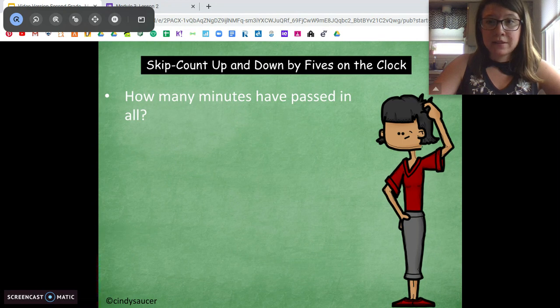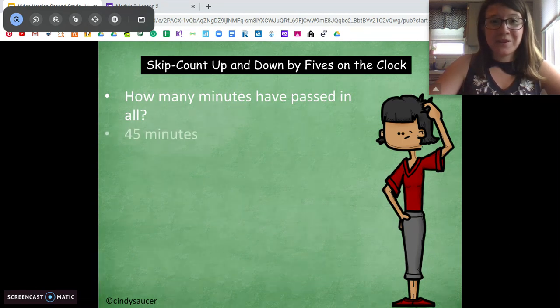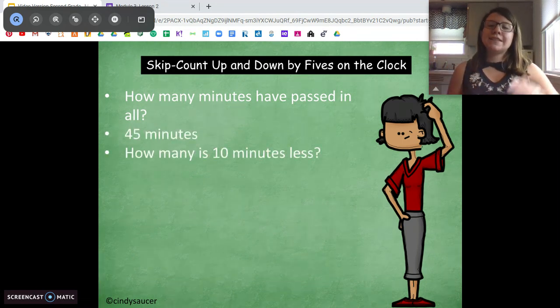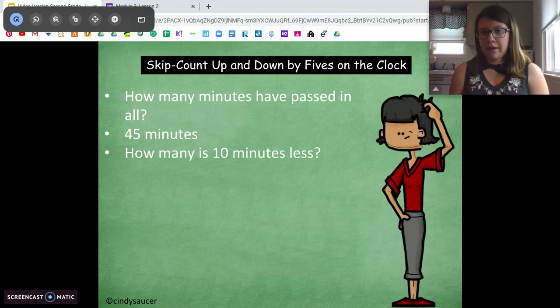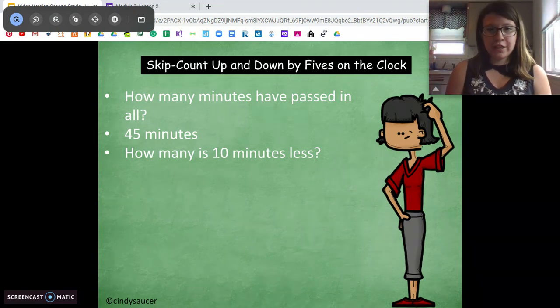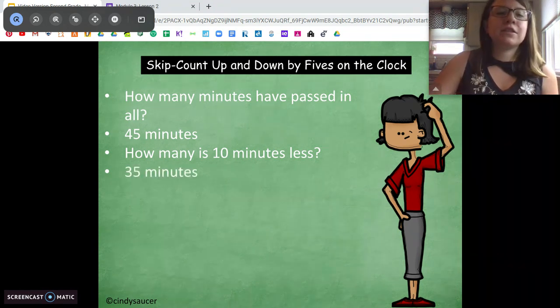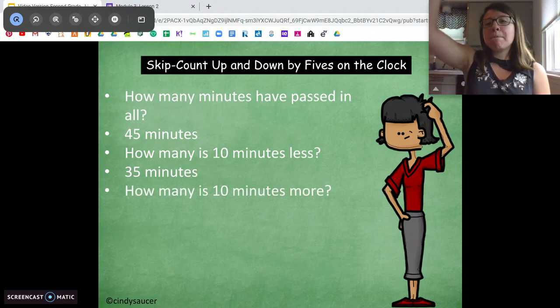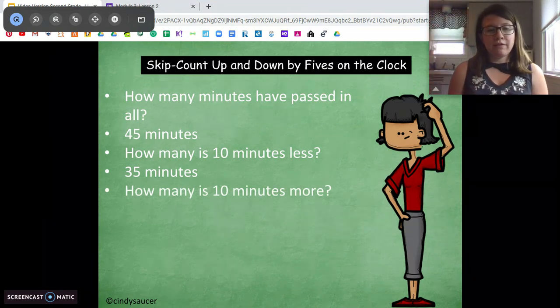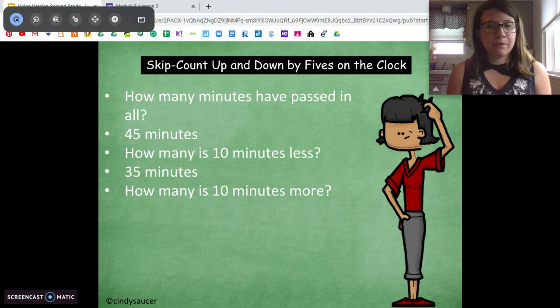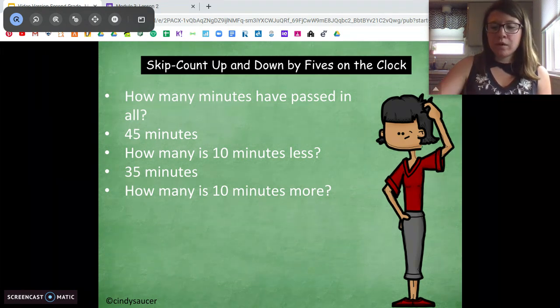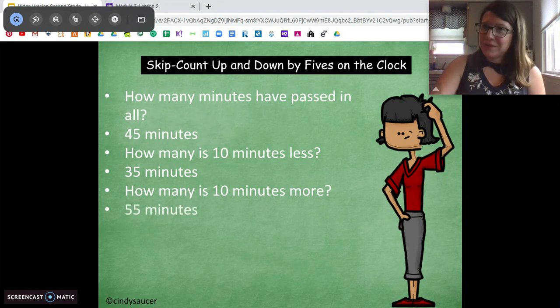How many minutes have passed? Good. 45 minutes. What is 10 minutes less than 45? Remember, just changing the tens place. 10 minutes less is how many minutes? 35 minutes. Good. What's 10 minutes more? 10 more than 45 minutes. Remember, just changing the tens place. 10 more than 45 minutes is 55 minutes.